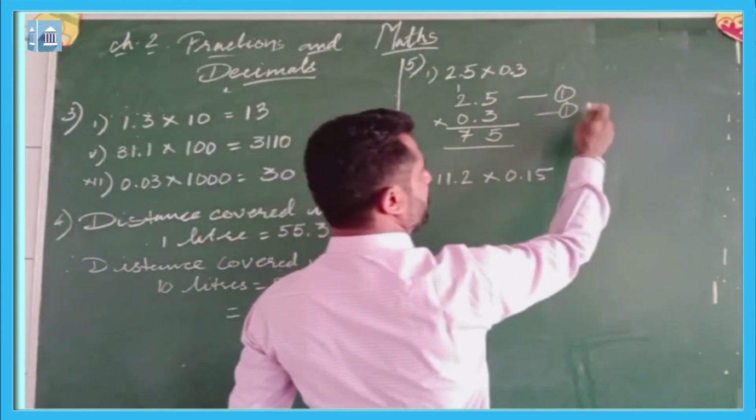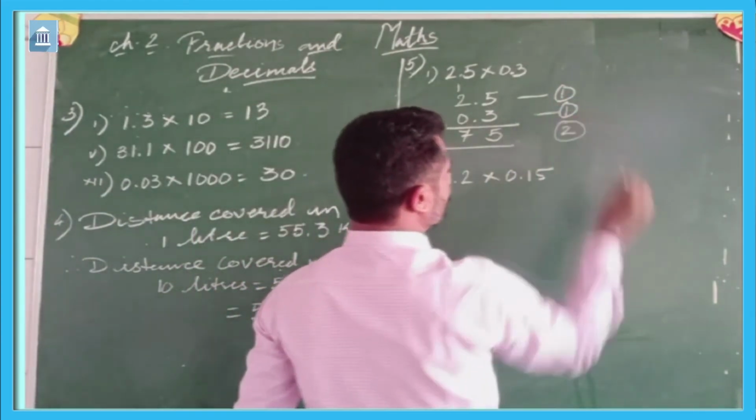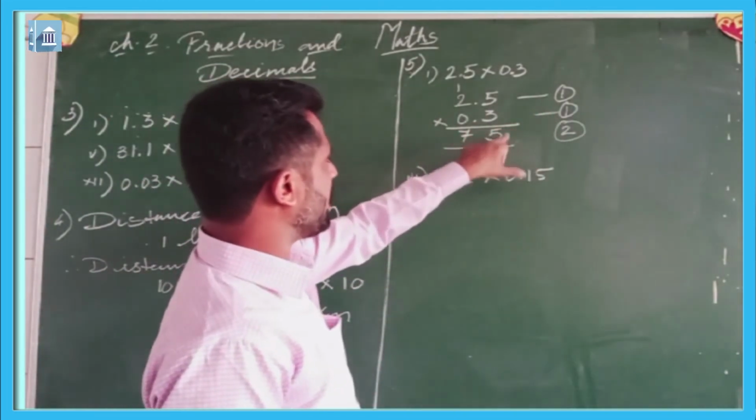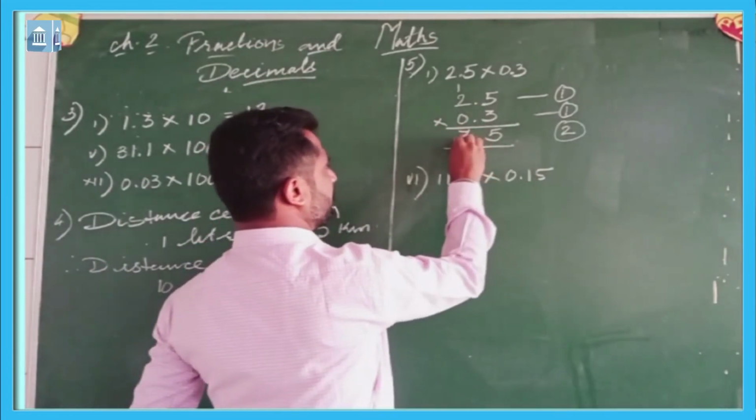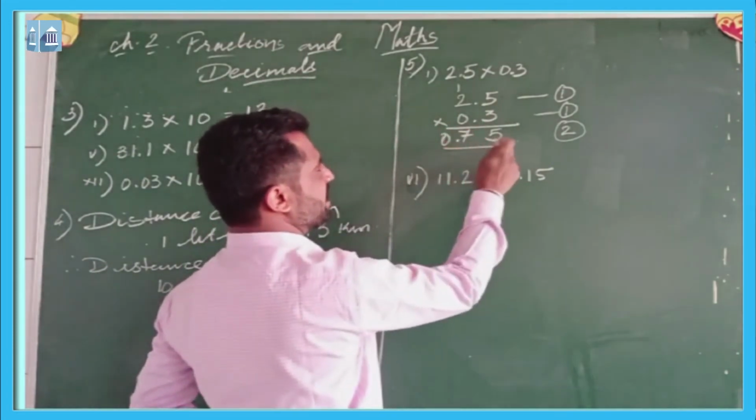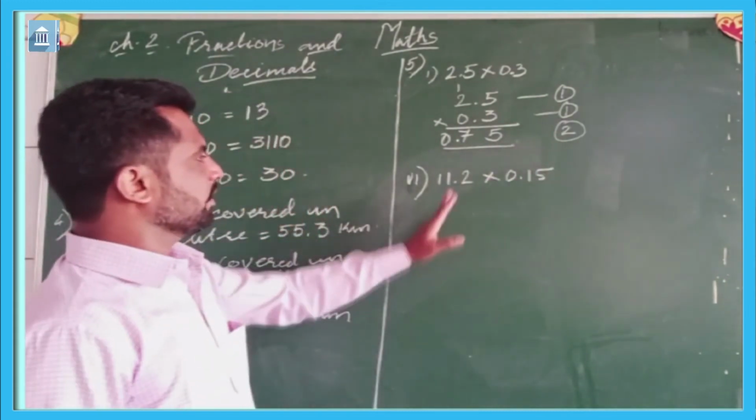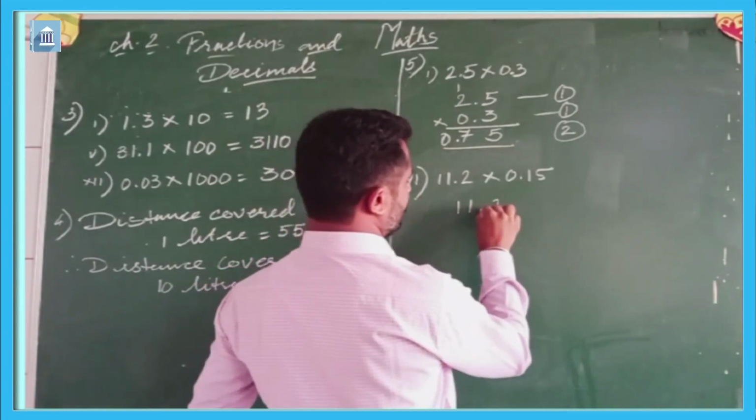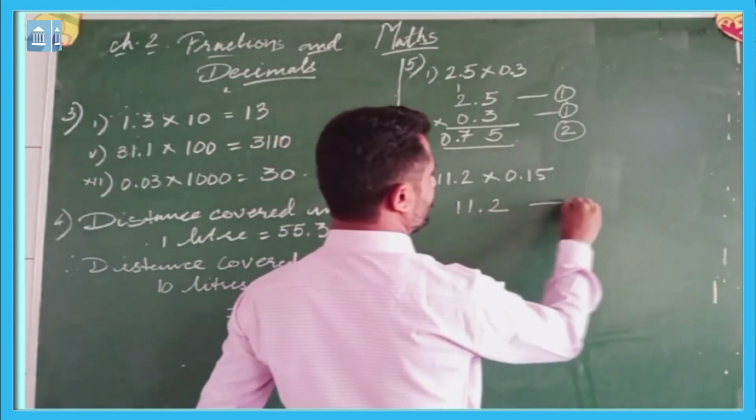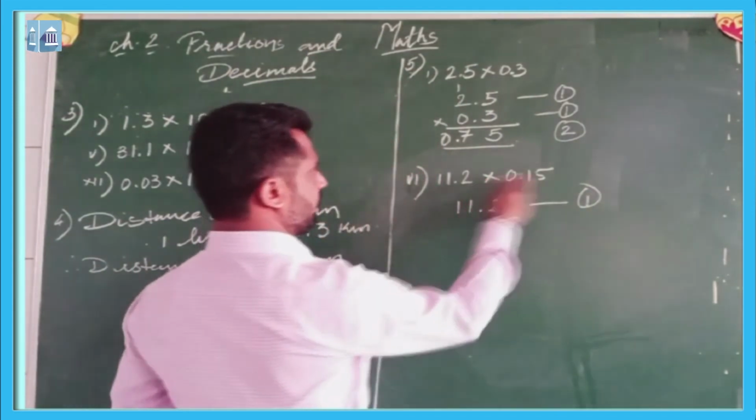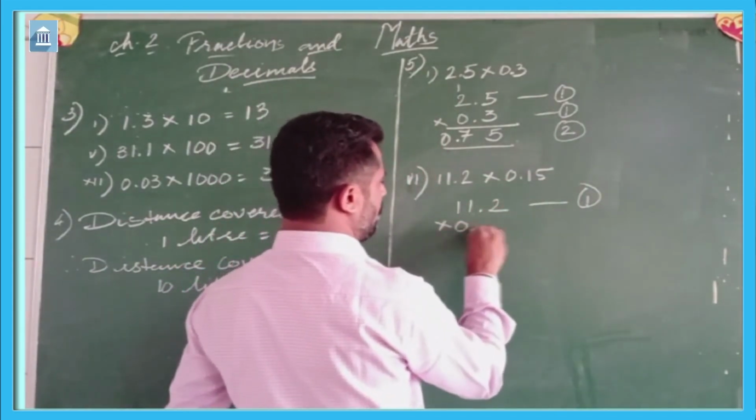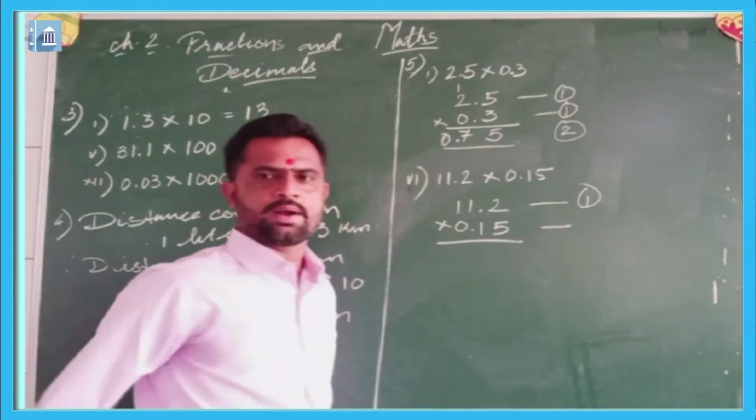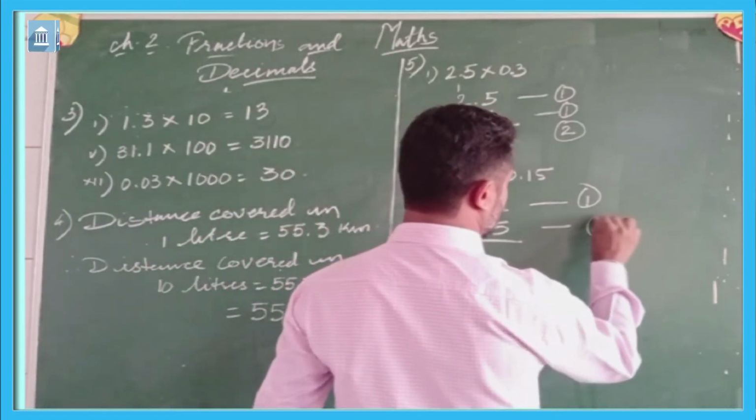Now 1 plus 1 is equal to 2. So here the decimal point will come before 1 and 2. That is, it will come here. So the answer is 0.75. Now let us see this: 11.2, where after the decimal point there is one digit, multiplied by 0.15. Here again after the decimal point there are two digits.